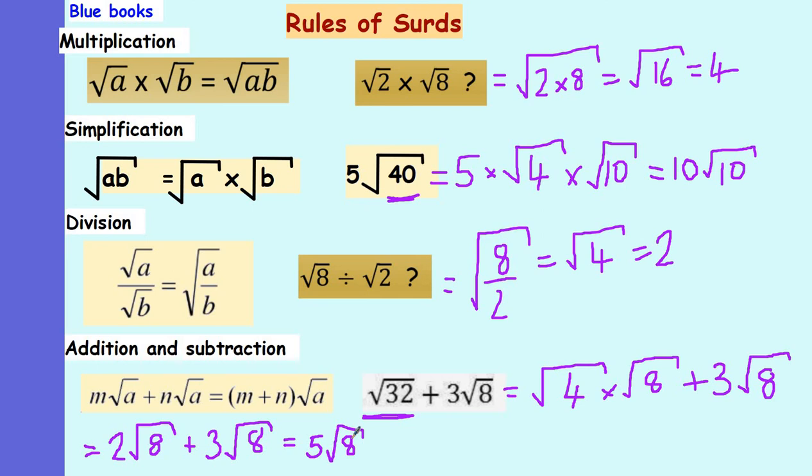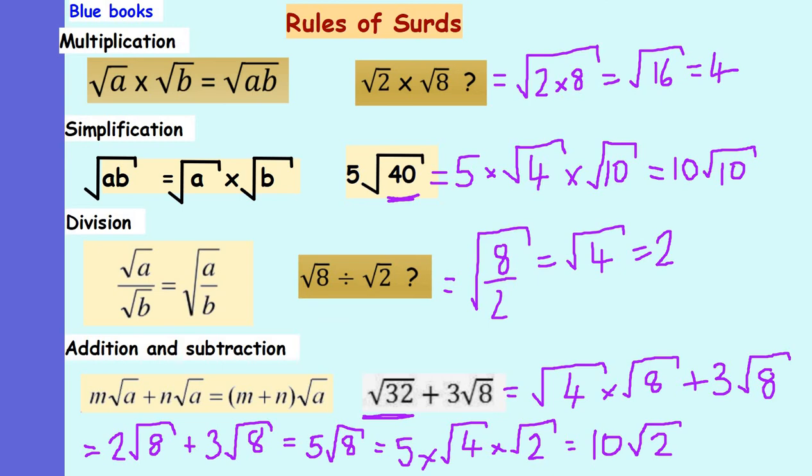But that's not fully simplified because there's a square number that's a factor of 8, and that's 4. So I can write that as 5 times the square root of 4 times the square root of 2, splitting 8 into its 2 factors. The square root of 4 is 2, so that gives me 5 times 2, which is 10 lots of the square root of 2. Over to you guys.